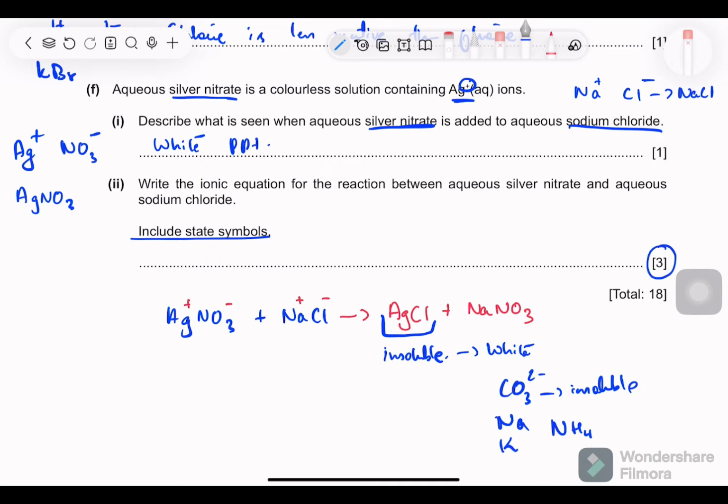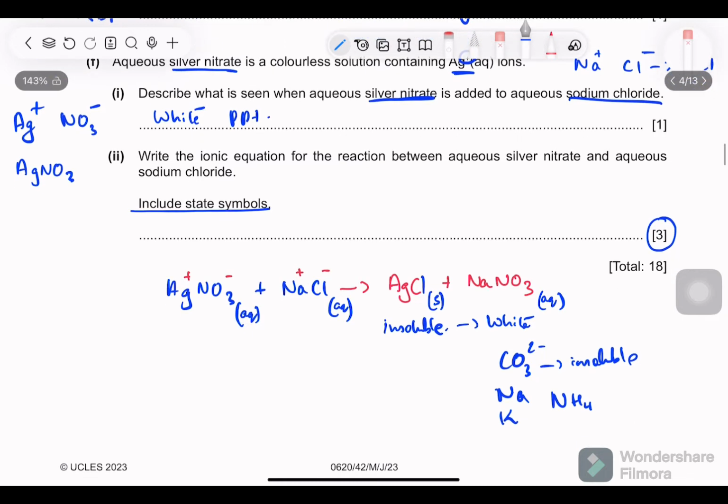Next, the equation, and we have to include state symbols. It is for 3 marks. So the state symbols should be present correctly, the products should be mentioned correctly, and the balancing should be correct. If we do this, we know that this is aqueous as this is soluble, and they have told us this is also soluble, so this is aqueous. However, AgCl itself is insoluble. We just recognized it, and it is solid. As for nitrate, it is soluble, of course, aqueous. So all aqueous separate into ions.